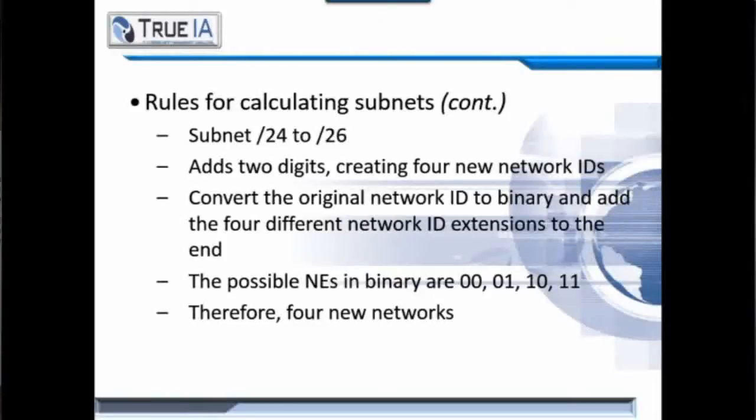So there are some simple rules when it comes to calculating subnets. For instance, to subnet /24 to /26, it adds 2 digits. This is creating essentially 4 new network IDs. Next, we need to convert the original network ID into binary and add the 4 different network ID extensions to the end of them. So now we have the possible network extensions, in binary at least, as 00, 01, 10, and 11. Those are our 4 new networks.